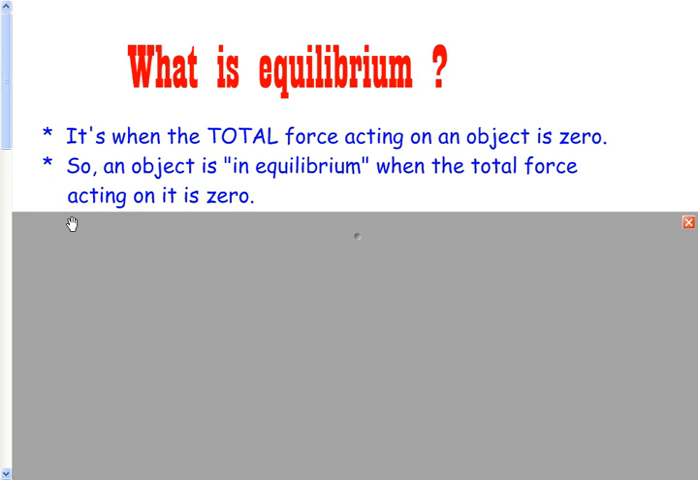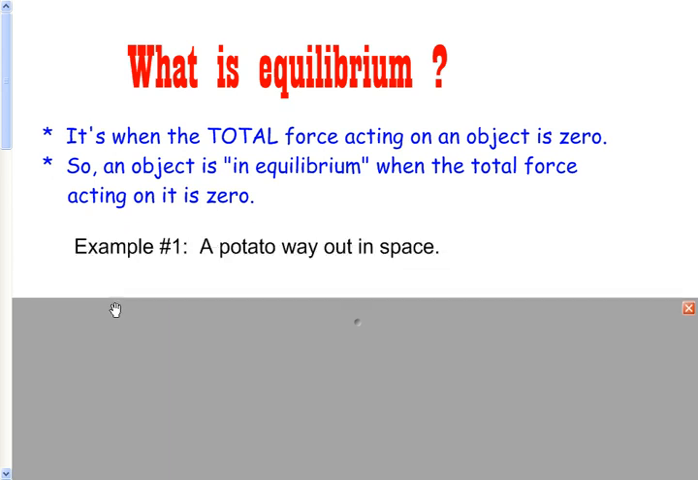We could also turn it around and say, if an object moves a certain way, we know it must be in equilibrium. So it turns out to be useful for predicting motion and figuring stuff out. Well, let's just do some examples.